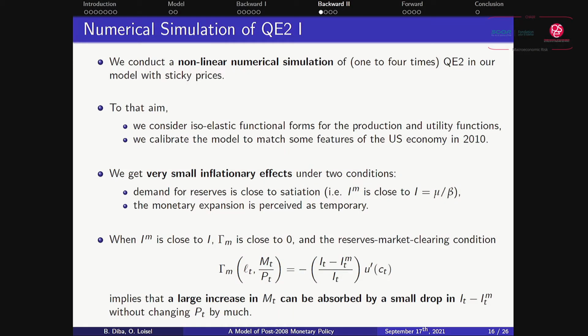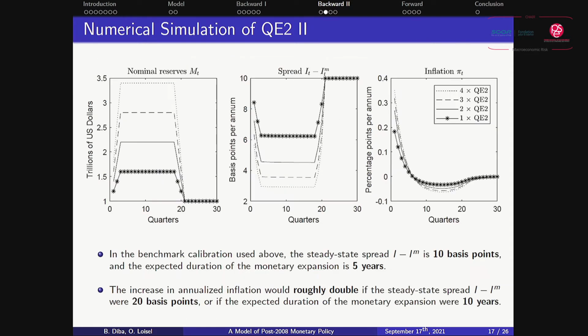So on the left panel, you have the assumption, which is the path for nominal reserves. The star line corresponds to QE2, one time QE2. So we move from 1 trillion US dollars to 1.6 over the course of 3 quarters. And what we assume is that it stays there for almost 20 quarters before falling back to its initial level. So that's the assumption that it's temporary. Okay? And the solid line is 2 times, dashed line 3 times, dotted line 4 times QE2.